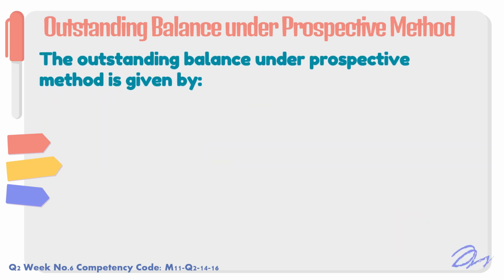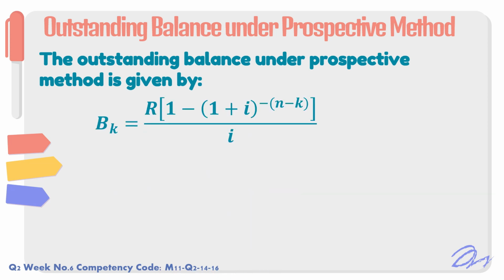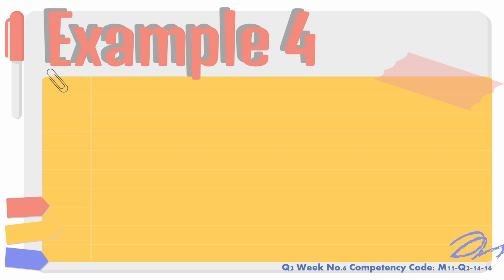The outstanding balance under the prospective method is given by B sub K is equal to R times 1 minus the quantity of 1 plus I raised to negative the quantity of N minus K all over I, where B sub K is the outstanding balance, K is the number of past payments, N minus K is the number of payments to be made, and R is the equal payment. This is used when the number of compounding periods in the length of the contract is known. Let's have example number 4.